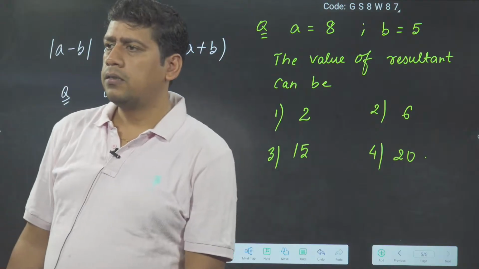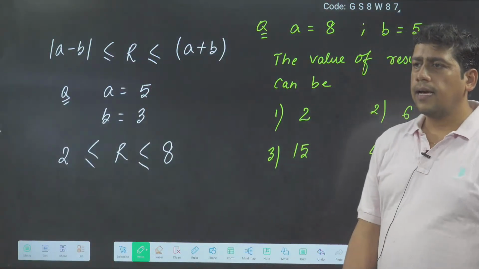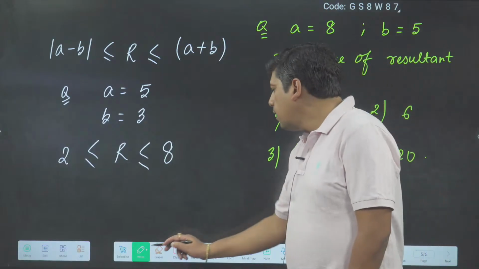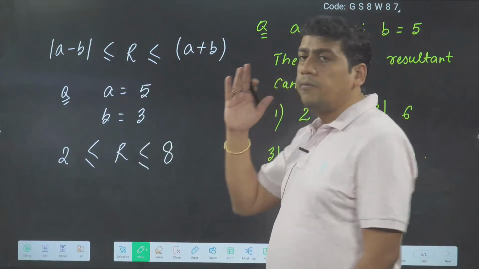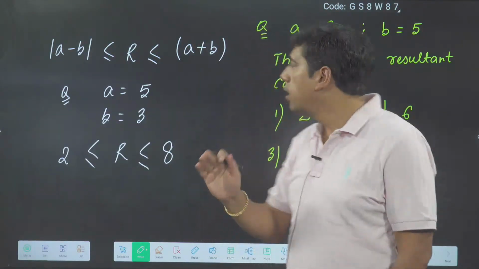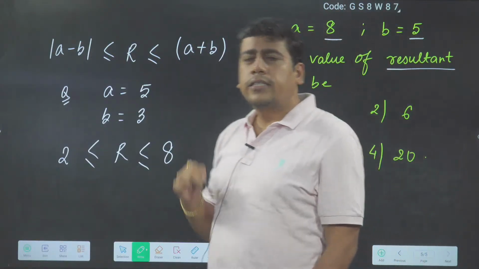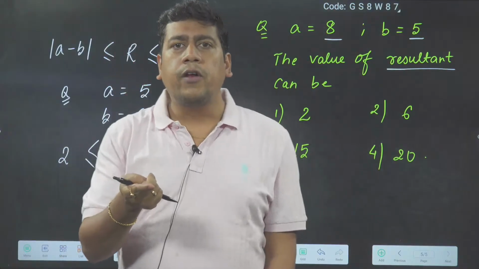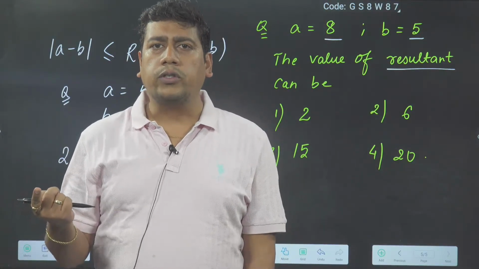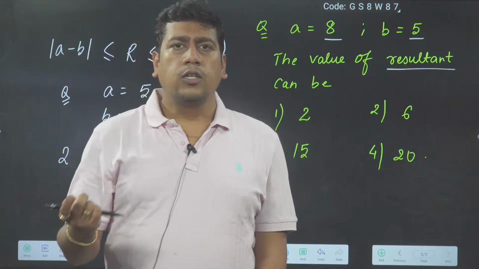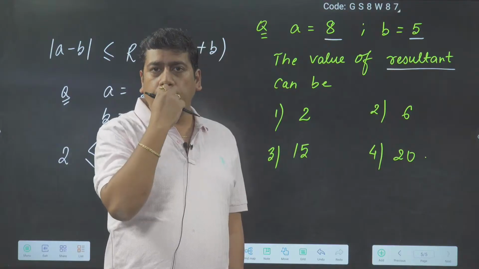Second option. Very good. 6. Correct. Nice. Understand? If you try to solve this question using the conventional method, the magnitudes are given and they are asking for the resultant, but they have not given the angle between the vectors. So if they don't give the angle between the vectors, how are we supposed to solve this question?